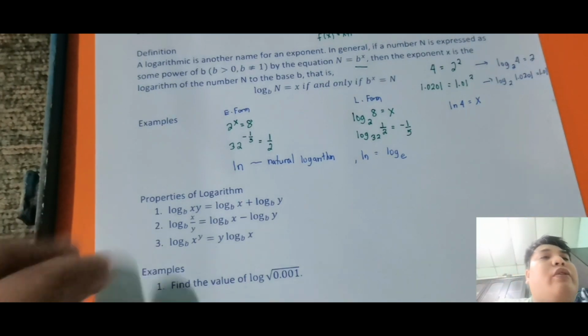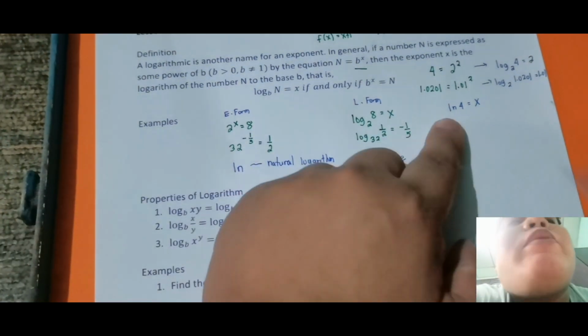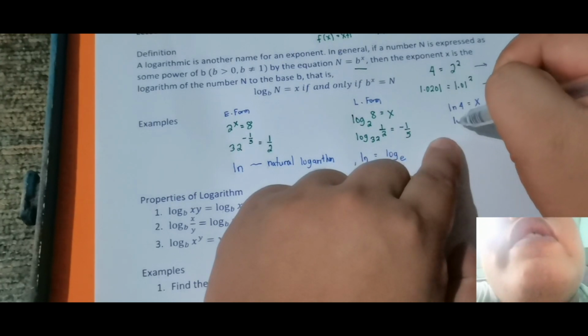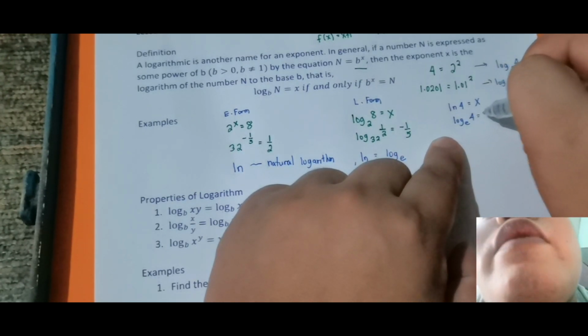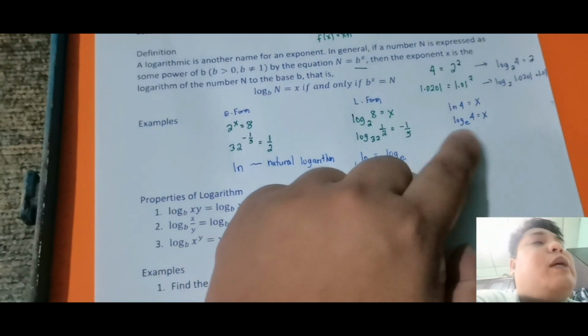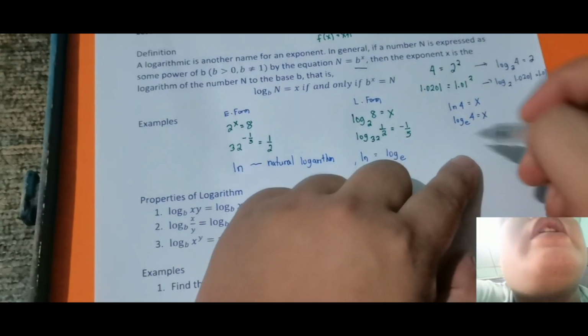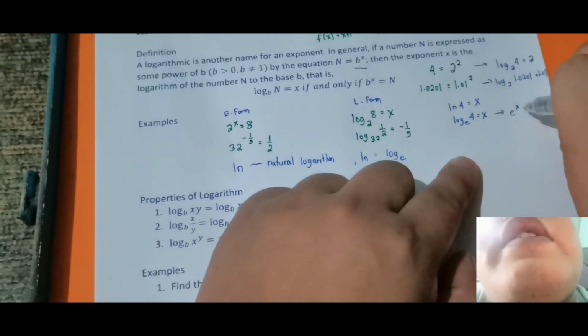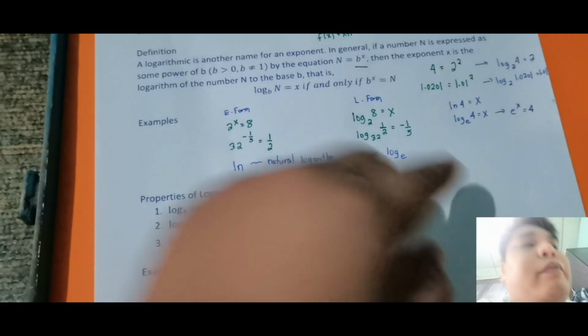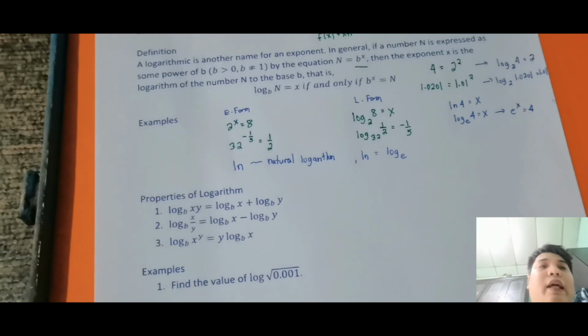So paano natin siya gagawin exponential? Alam natin na yung ln is just logarithm base e of 4 is equal to x. Tapos ano mangyari? That is e raised to x. So simply this is just e raised to x is equal to 4. Okay, so sana clear tayo dyan.